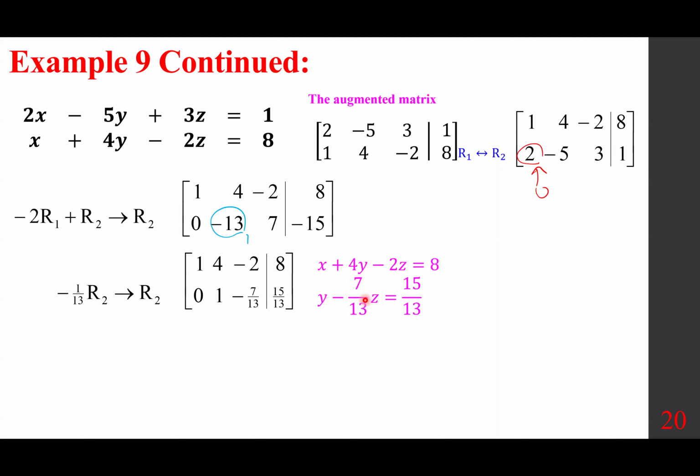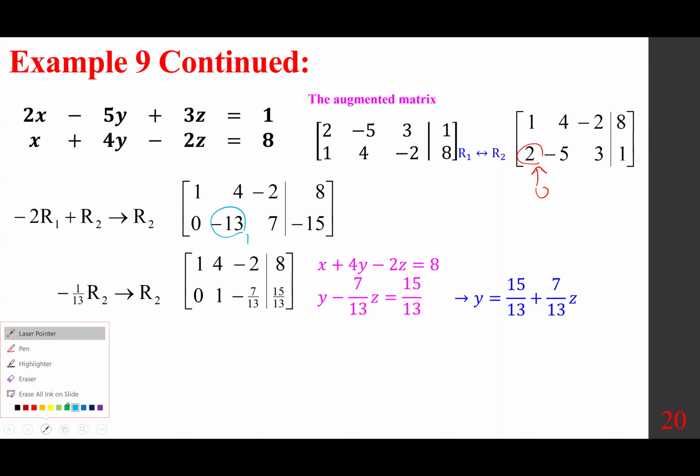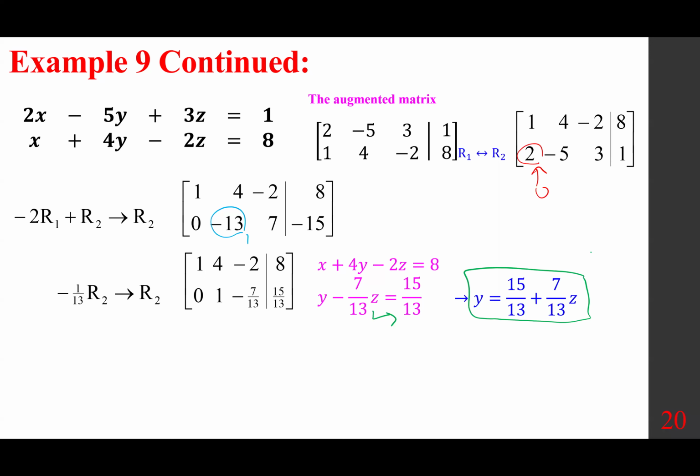So if we want to do that right here, y to the right becomes positive 7 over 13z plus 15 over 13. So move this to the right and you're going to find y as a function of z. So z is z, y is 15 plus 7z over 13. And now we're going to put that into the first equation to find x as a function of z.